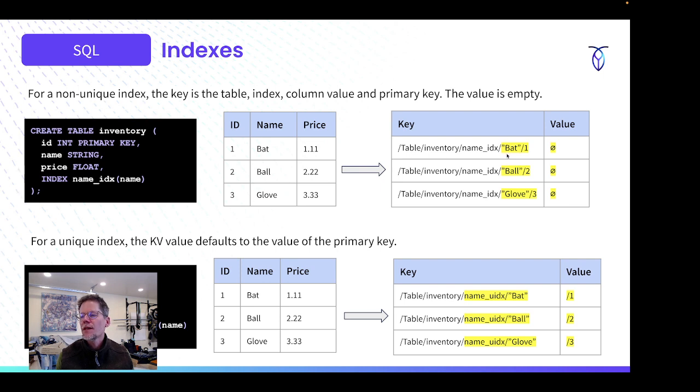So if you think about this, if there were multiple bats in there, then you might have 2 entries for bat, but then the primary key is appended at the end of that key. The value for non-unique indexes is actually null. And then for a unique index, KV value defaults to the value of the primary key. So very similar to the above example, but this enforces uniqueness because you can't duplicate a key in this case, so the key will just always have the primary key referenced in the value column.